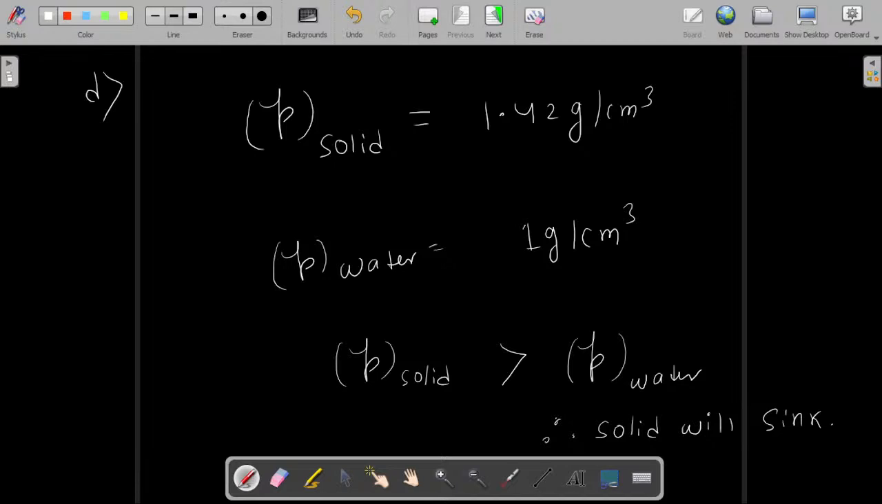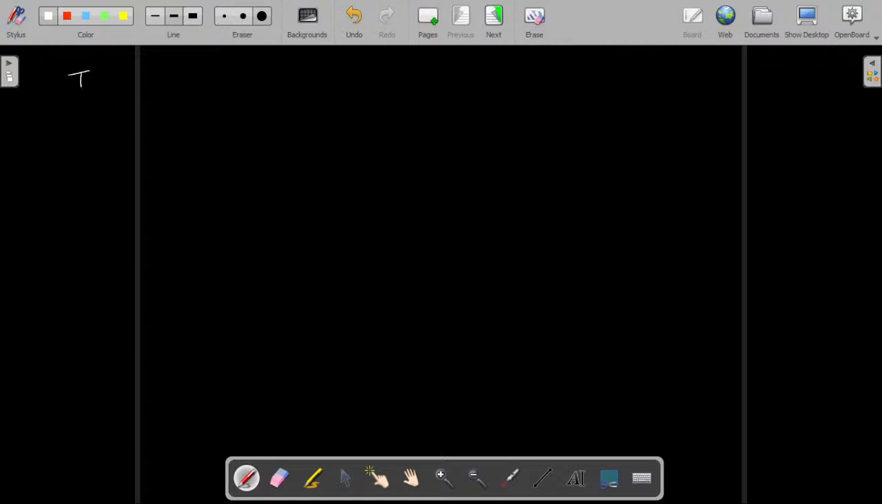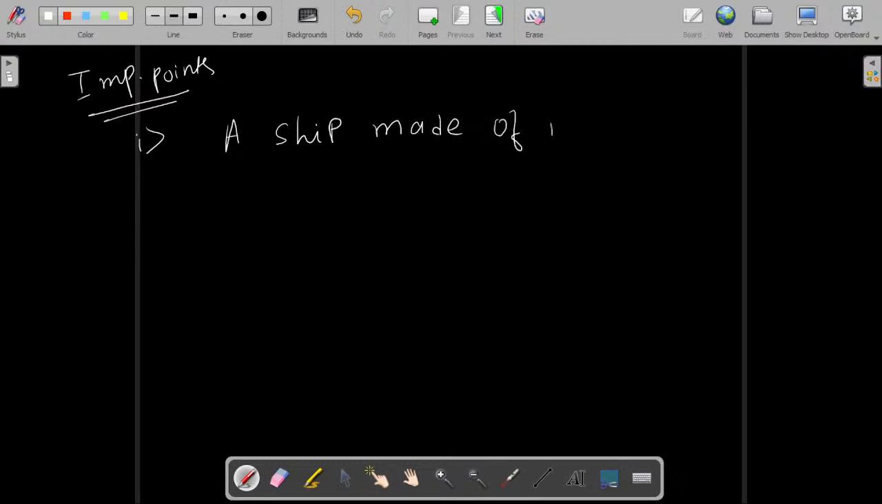Write down some important points in this chapter. Okay. First point: a ship made of iron and steel floats.